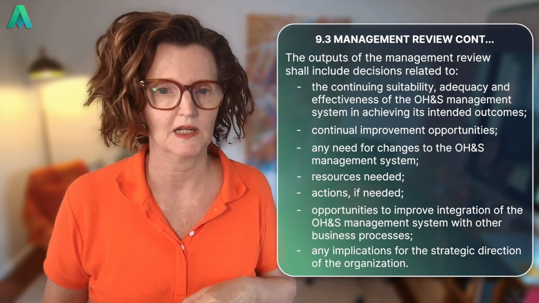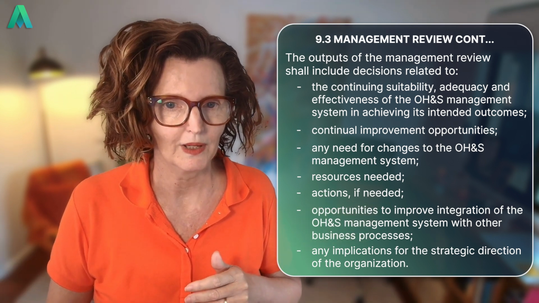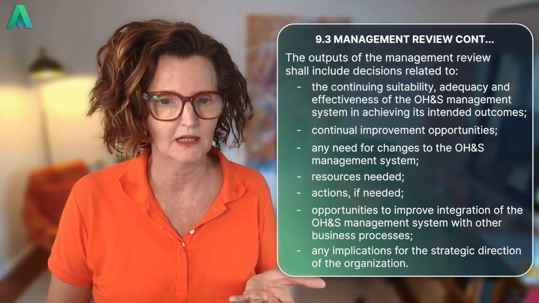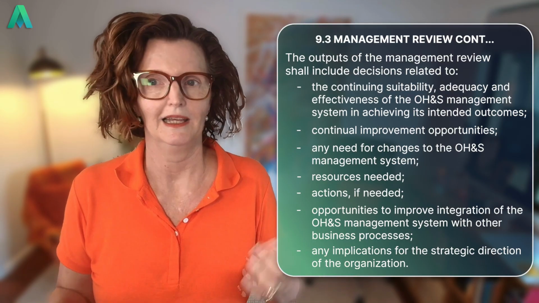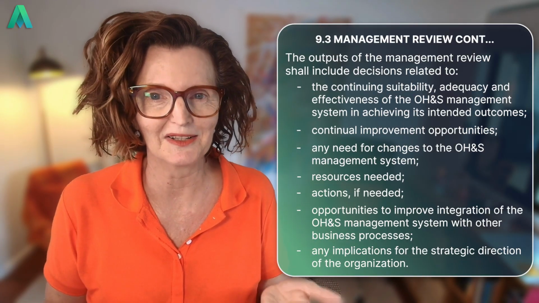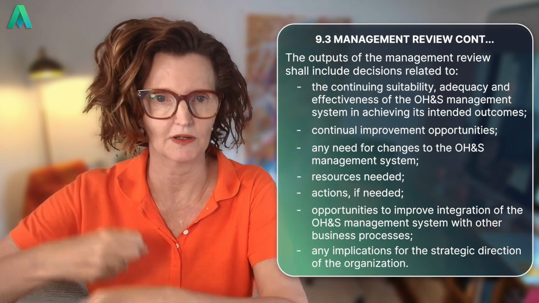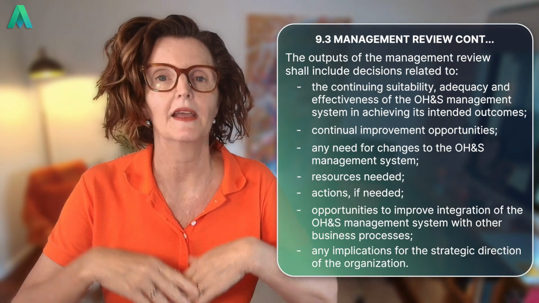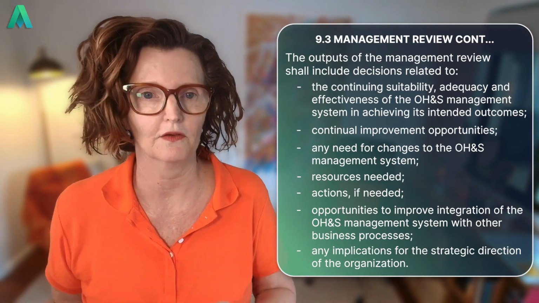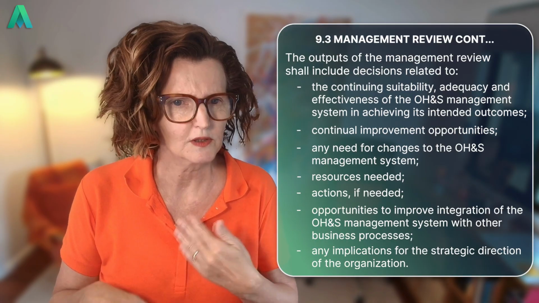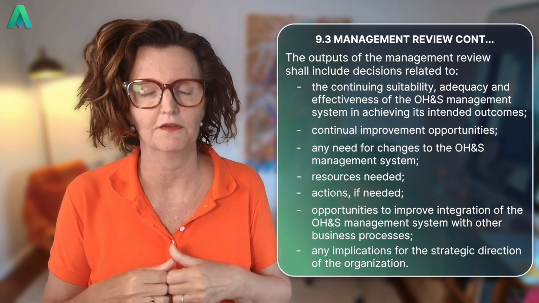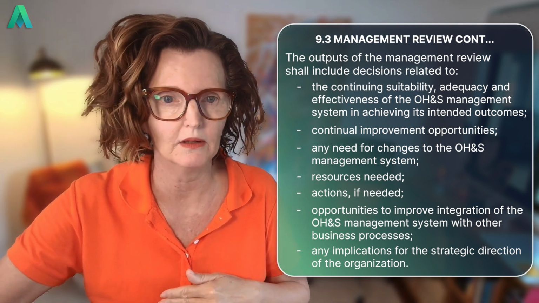The resources needed. So remember we had one here. E was adequacy of resources for maintaining the OH&S management system. If they weren't adequate, then we need to do something about it. So we need to see some actions around resources. Then we should still see evidence of why it's okay and no further action is needed. The third point in this output section is actions if needed. What are we going to do about it?